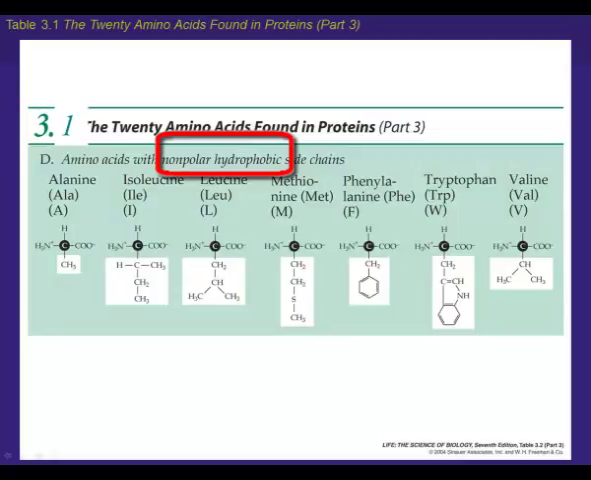Finally, there are 7 amino acids that have nonpolar side chains, and these tend to cluster on the inside of proteins away from the watery or aqueous environment of a cell.